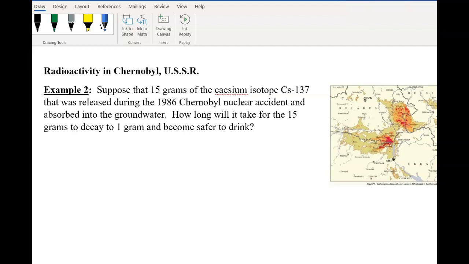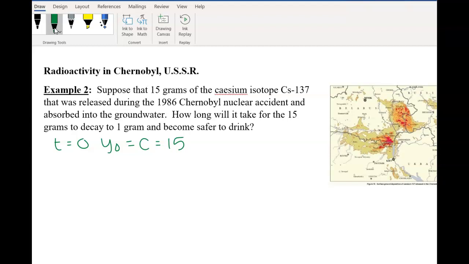So some scientists did some research, and they decided that there was about 15 grams of this potassium isotope released during the explosion, and it was absorbed into the water. How long will it take for 15 grams to decay to 1 gram, in which it will be safer to drink? So that 15 is your initial condition. So that means at time 0, the y naught, or the c value, was 15.